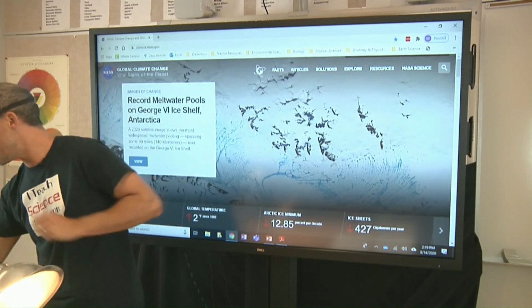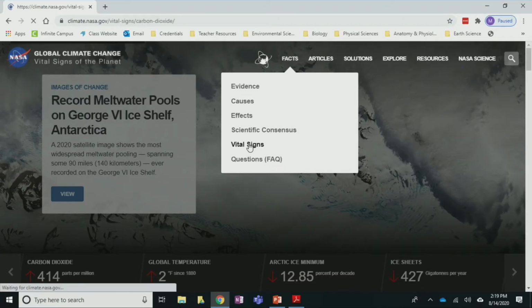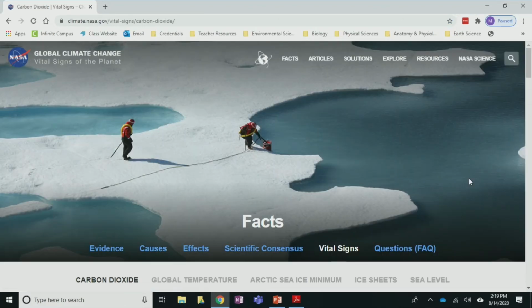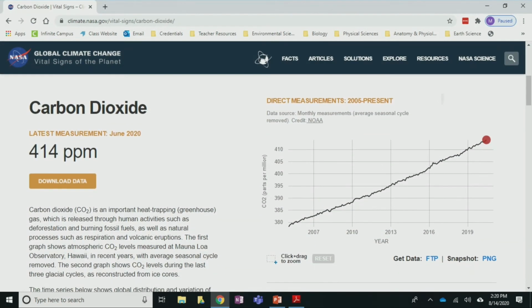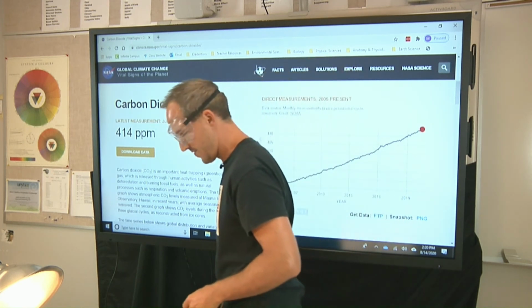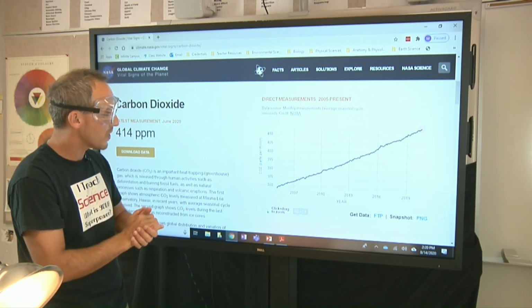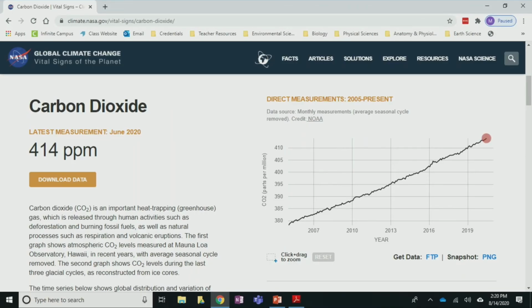So if you go up to the top here, I am going to go to what's called the vital signs. The first vital sign that's going to pop up is carbon dioxide, because right now we have a problem with carbon dioxide in our atmosphere. As you look at this graph, we did some graphing in our lab activity. Look at this graph. What has happened to our carbon dioxide levels? This is only shown from 2007, but you can see our levels now, almost 2020, we're above 410 parts per million.